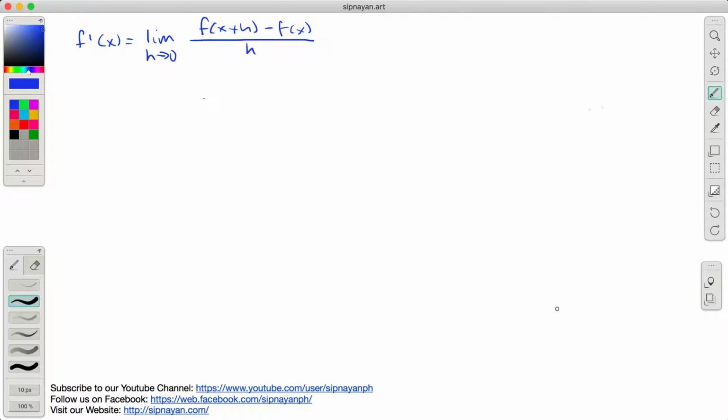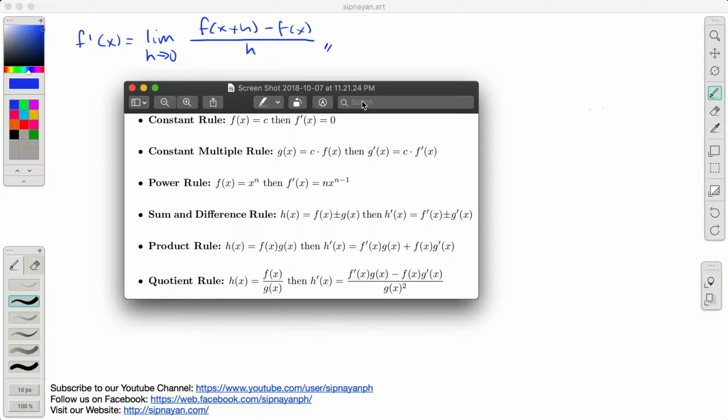In this video, tuturuan natin yung series natin on calculus. Naalala niyo pa ba itong formula na to? This is the definition of derivative. And kung naalala niyo before, after natin mag-discuss nito, we had several examples. We solved several examples. Bigla ko na lang kaagad binigay sa inyo itong mga formulas na to.